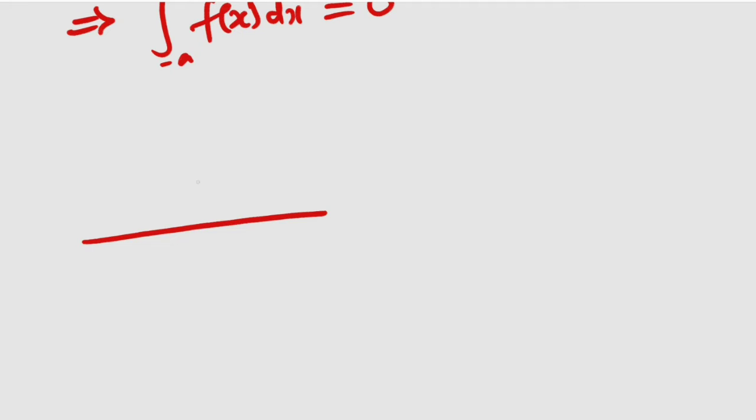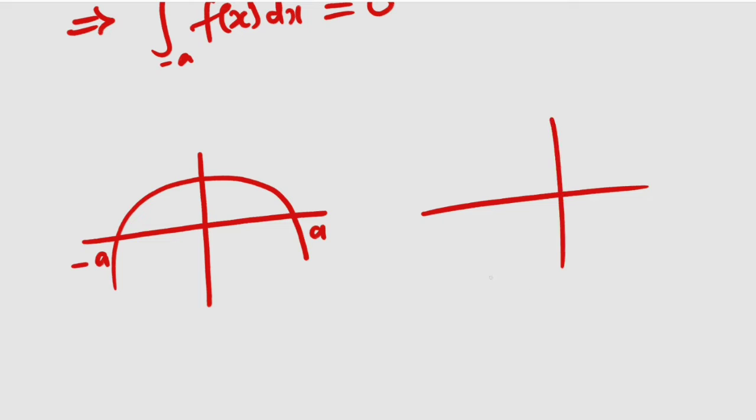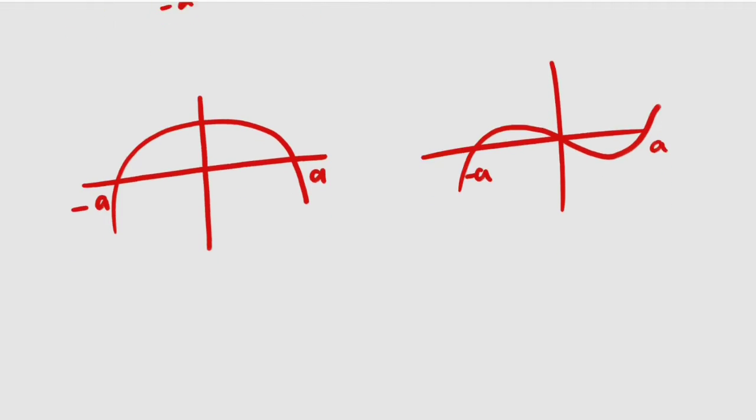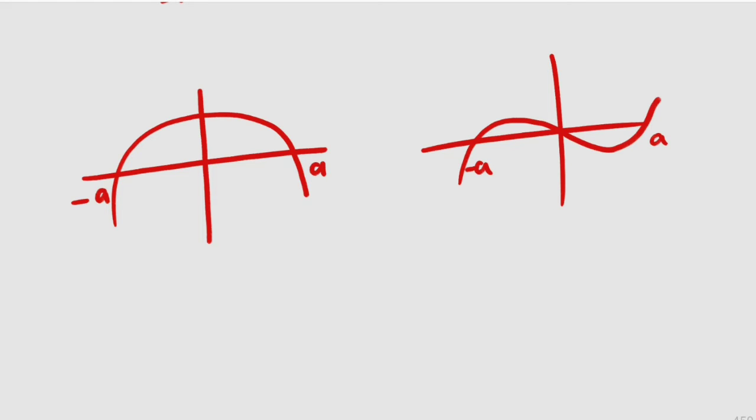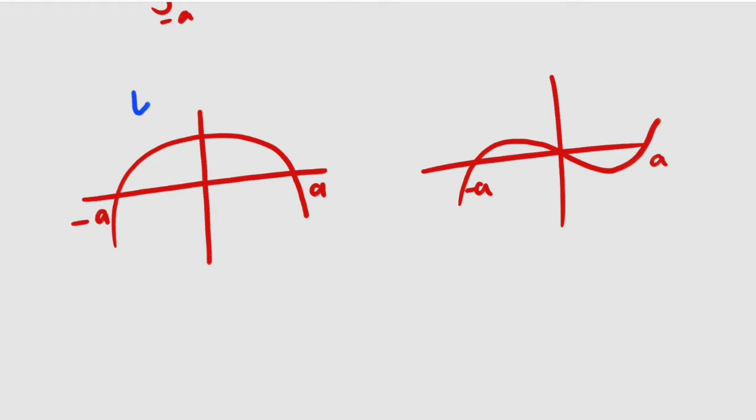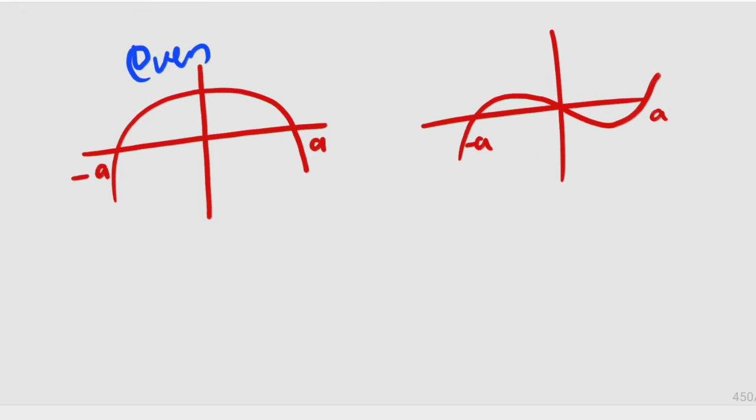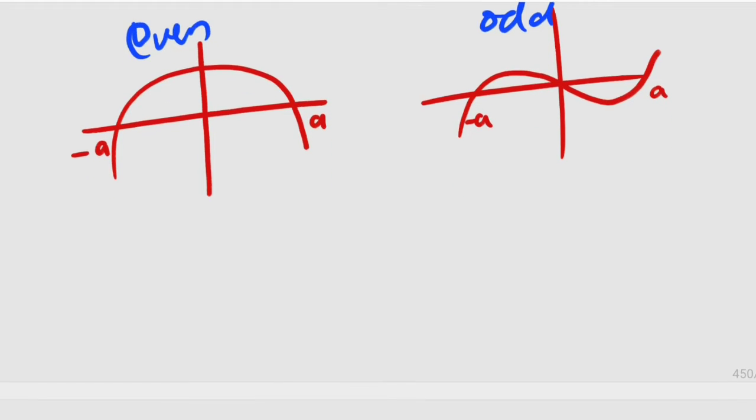Suppose we have a graph like this, from negative a to positive a, and we have another one like this, from negative a to positive a. If you observe, the first graph is an even graph, while the second one is an odd graph. So let's start with the even one. This is an even function, while this is an odd function.